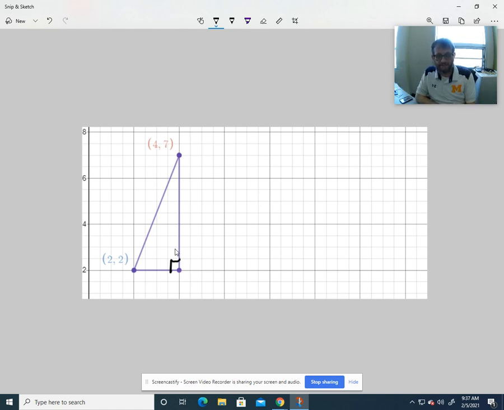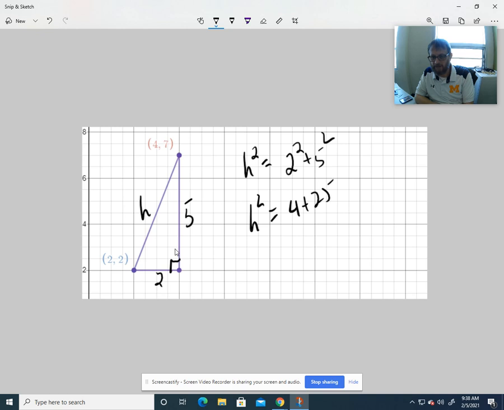So this length is clearly 2 units long. This length is from 2 to 7. You can count it if you want: 1, 2, 3, 4, 5 units long. So I have a triangle that is 2 by 5, and this is my hypotenuse. So I'm going to use Pythagorean's theorem. h squared equals 2 squared plus 5 squared. So h squared equals 4 plus 25. h squared is 29, so h is the square root of 29.